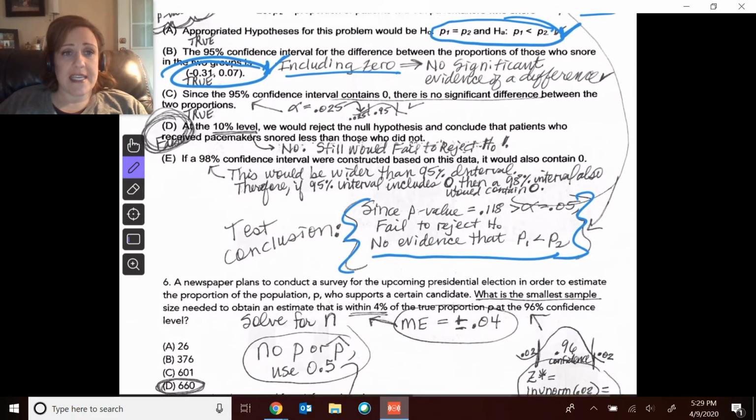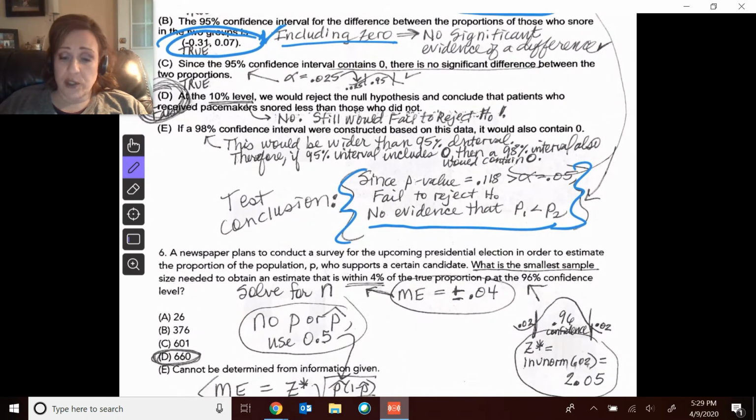Okay, C is the 95% confidence interval. It does contain 0. That is true. And so there's no significant difference. So that's true. Basically, that's just another statement of B, not quite as specific, not giving the interval. All right, let's come back to D real quick.